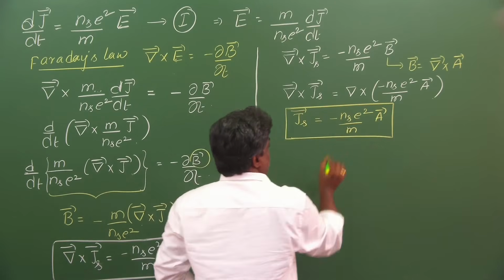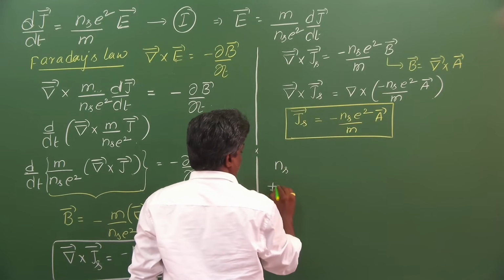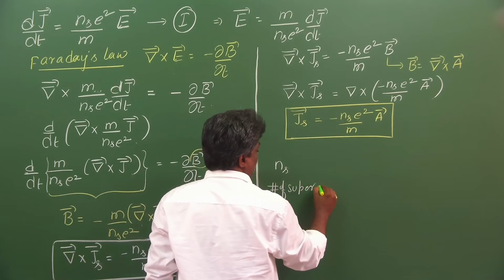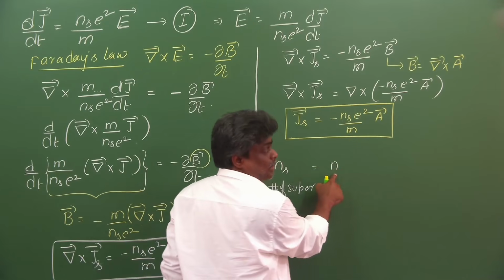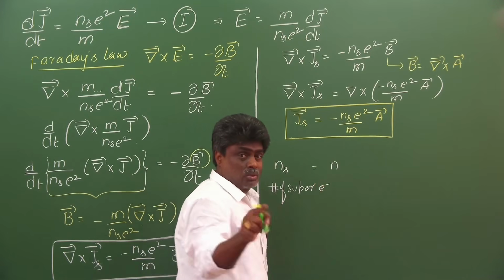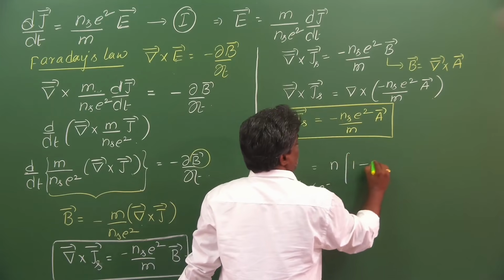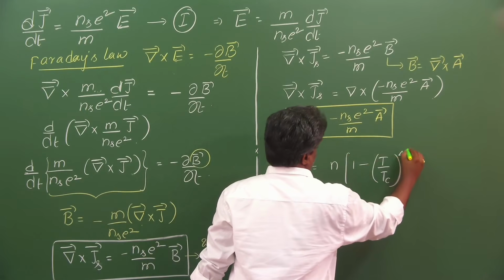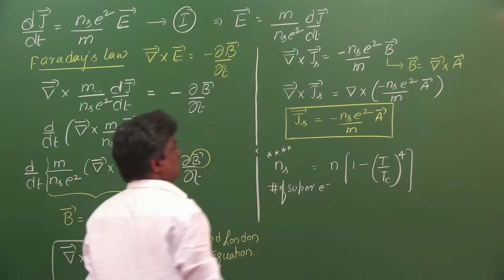Sir, what is this Ns? This is the number of super electrons. Yesterday I told you the relation: total electrons equals super plus normal, into 1 minus T by Tc whole power 4. Please don't forget this.